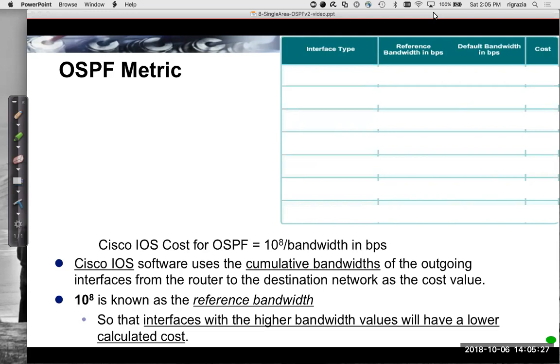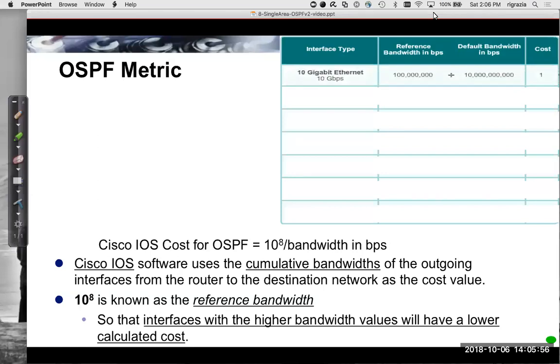Now, the reason we do that is we want our bandwidth values, the larger numbers, to be divided by something to give them something smaller. So basically, we want to take the inverse. We want to take our higher bandwidth numbers, make them look lower, and our lower bandwidth numbers and give them a value that's higher. Because like RIP, 3 hops away is better than 10 hops away. Lower the number, the better.